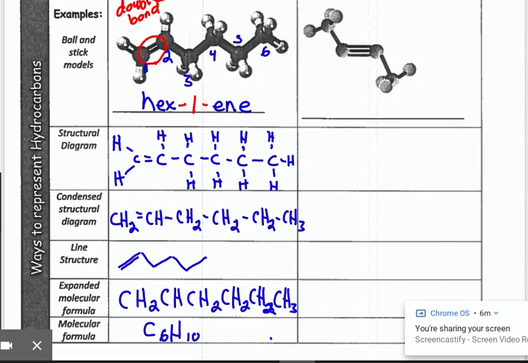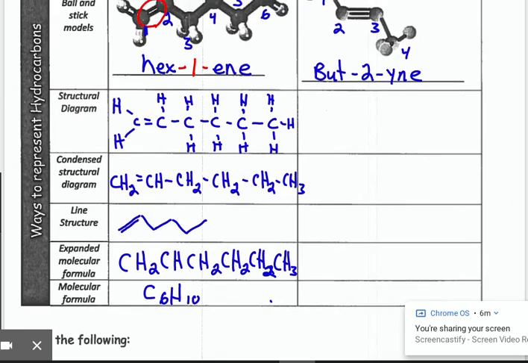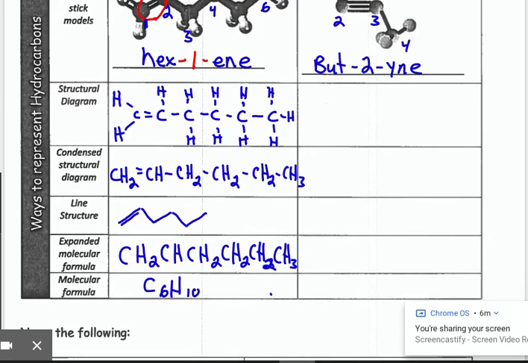So we look over here at our next example. We have something that has 4 carbons and it has a triple bond right in the middle. So 1, 2, 3, 4. So this is but-, for 4 carbons, 2-yne. Okay. So what I want you to do is hit pause. I want you to draw the structural diagram, condensed structural diagram, line structure, expanded, and molecular formula for this structure right here. Then hit unpause and check your work.